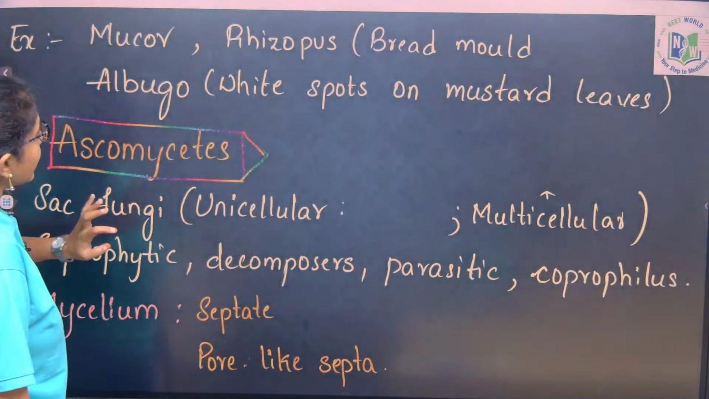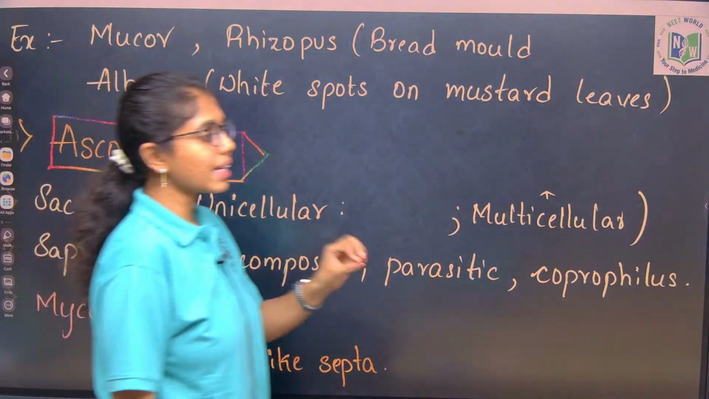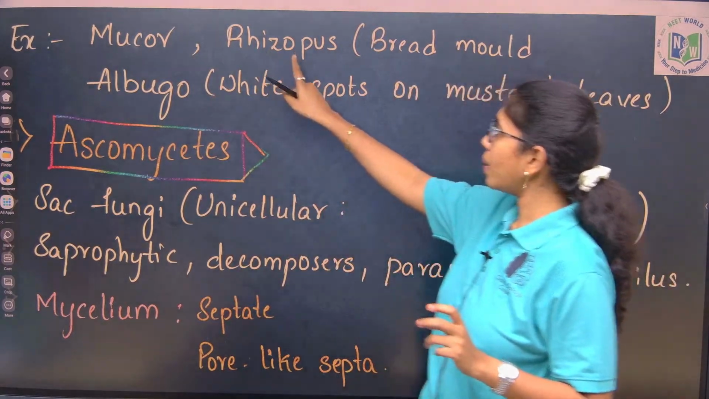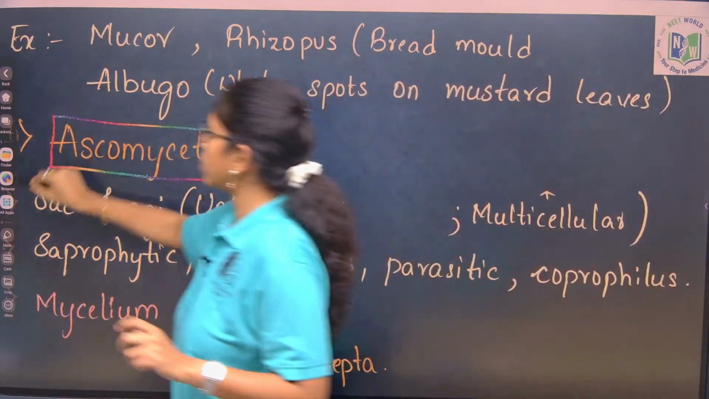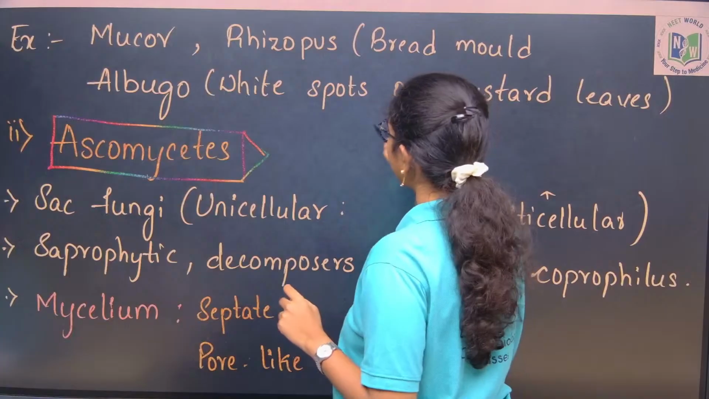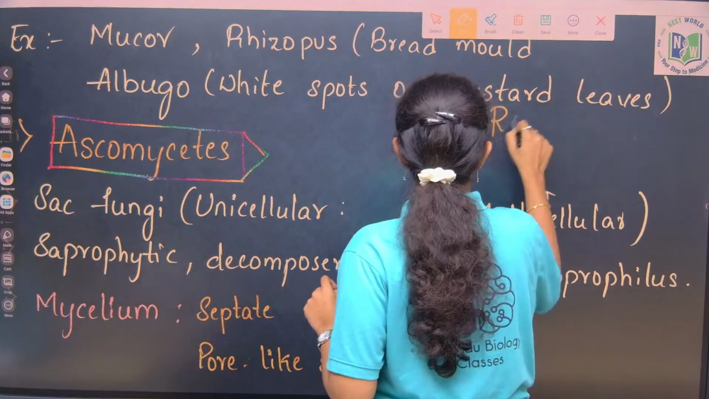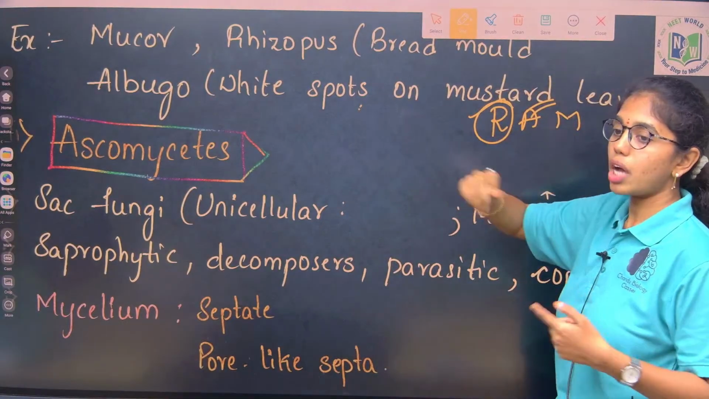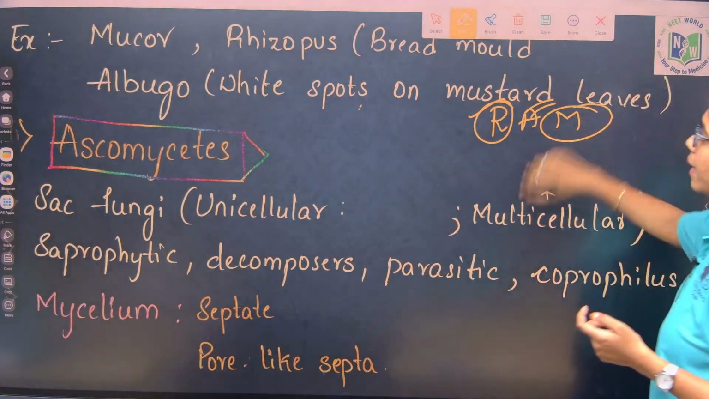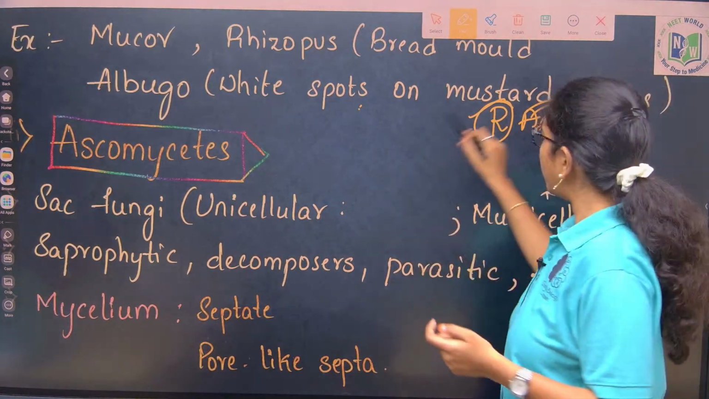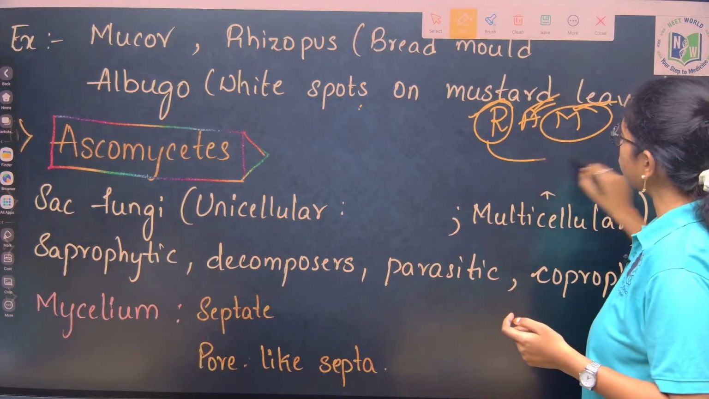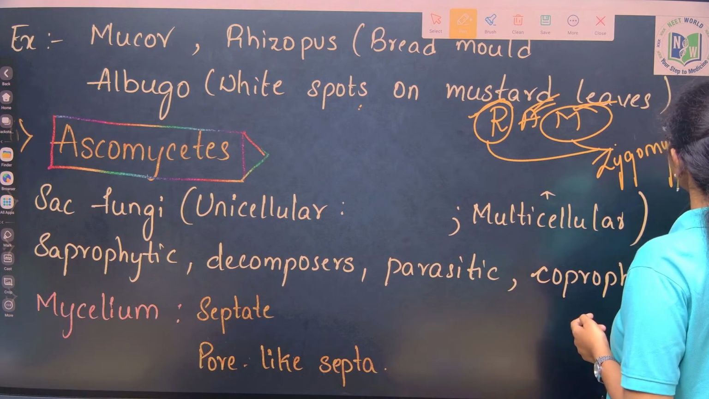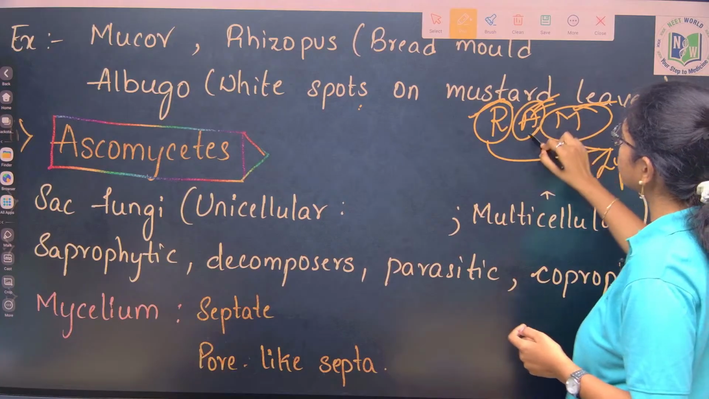What are the examples of Phycomycetes? To remember the examples, there is a mnemonic which I gave you, RAM, where R is Rhizopus, commonly called bread mold. A is Albugo, which causes white spots on mustard leaves, and M is Mucor. Of these, Rhizopus and Mucor belong to Zygomycetes. Albugo belongs to Oomycetes.